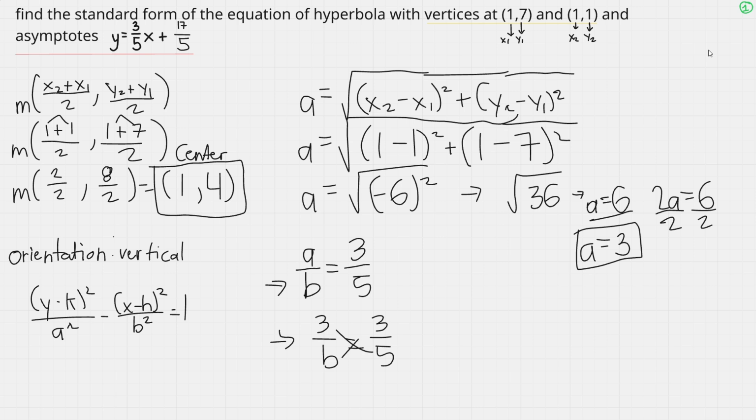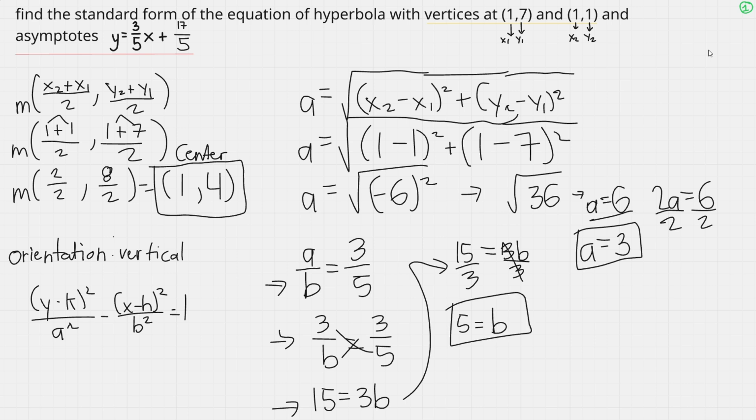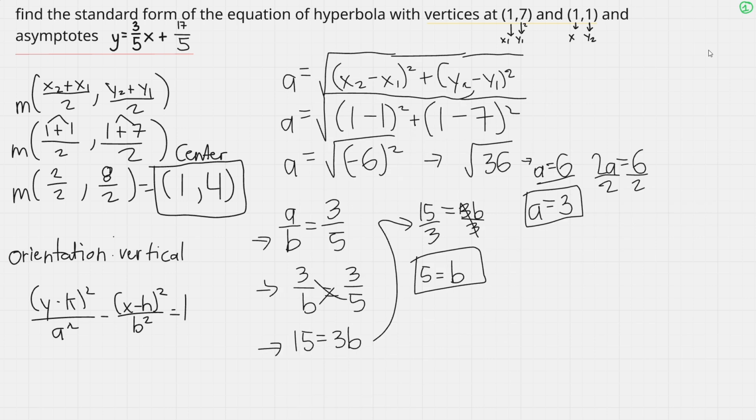Let's cross multiply. 3 times 5 will give us 15. 3 times b will give us 3b. Now let's divide all terms by 3 to get our b. 15 divided by 3 will give us 5. And on our b, we cancel this, will give us 1. So this is our b. Now, we already have the center, which is our h and k, and we have our a and b. We can get our standard form now.